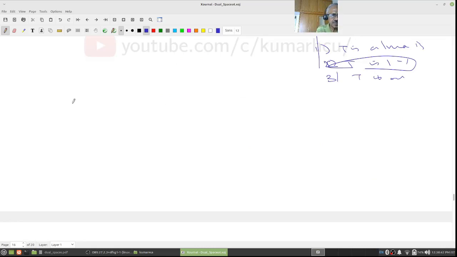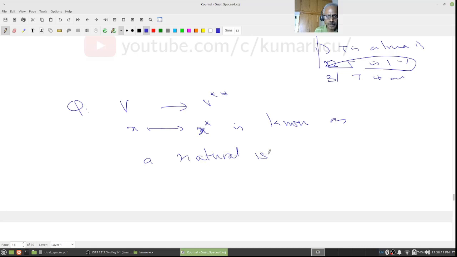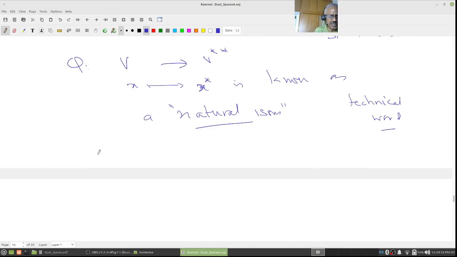Okay, this map phi from V to V double star given by x going to x star is known as a natural isomorphism. Okay, this is a technical word, so I don't want to expand further, except notice that when I say the dimension of V is finite, then V is isomorphic to Rn.